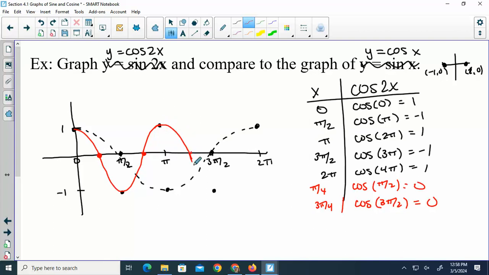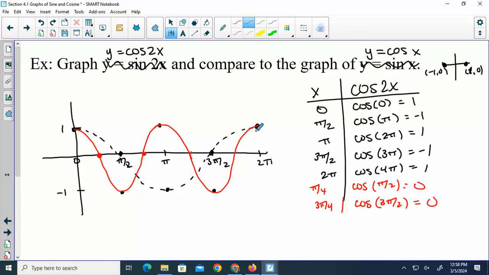That 2 is like a horizontal shrinking of my graph. How many periods of cosine did I just graph? 2. I have 2 cycles. What do you think would happen if I had a cosine of 3x? 3 cycles. If I had a cosine of 1/2 x, what would I do? Half a cycle. We would have to go all the way to 4 pi before we had a full cycle.